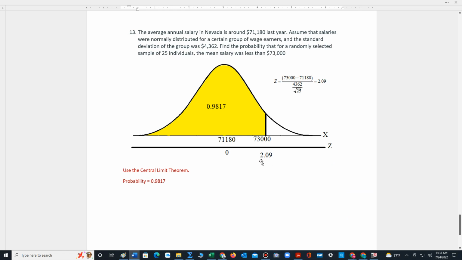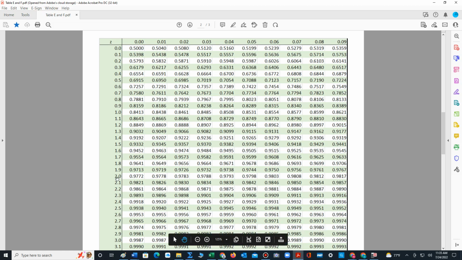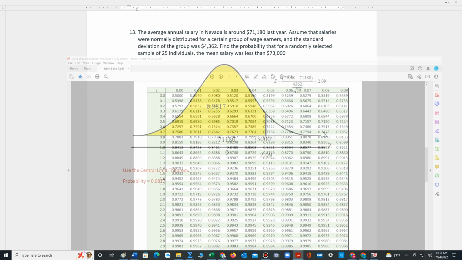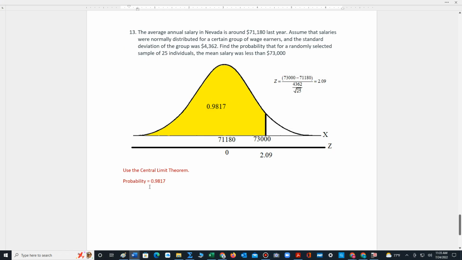And then the final step is to look up the z value in table E. 2.09 is 0.9817, and that's going to be the answer.